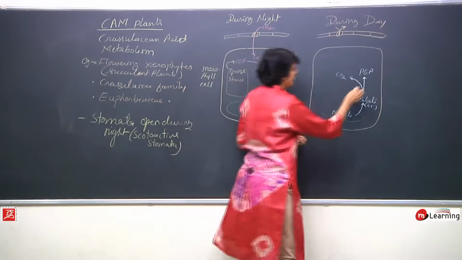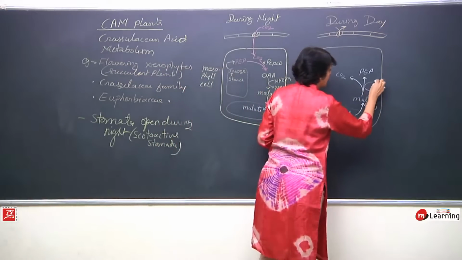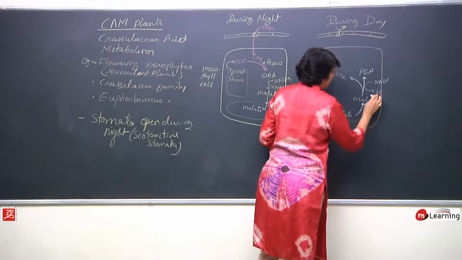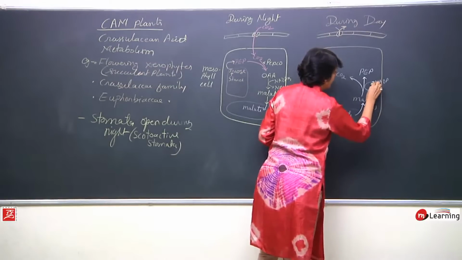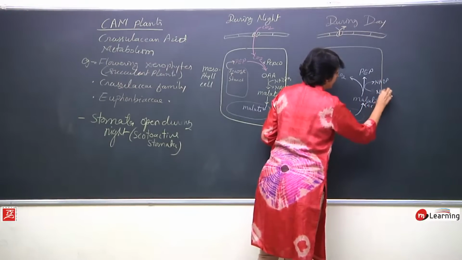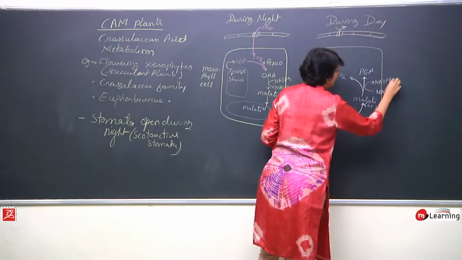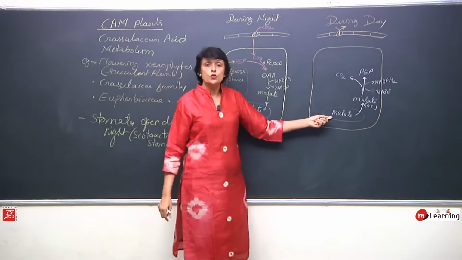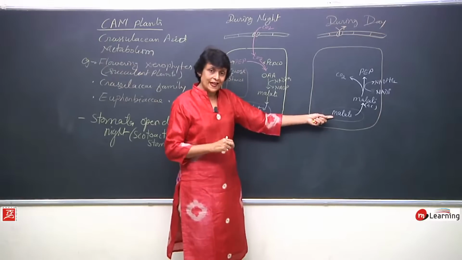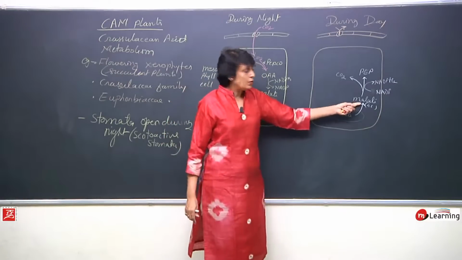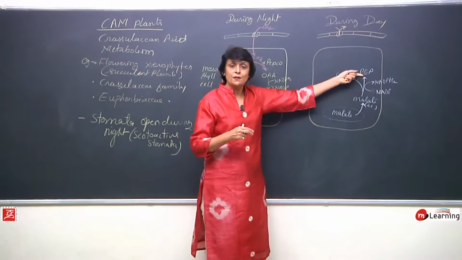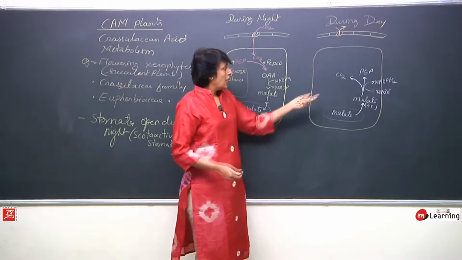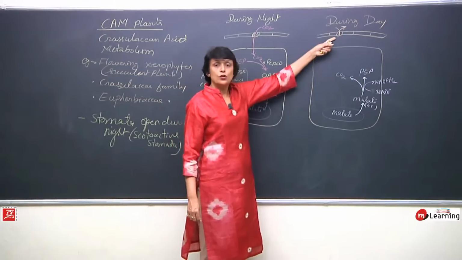Again for this oxidation reduction, NADP will get into NADPH2. So malate, which was stored in the vacuole throughout the night, diffusing out, changing into a 3 carbon compound, phosphoenol pyruvate, and carbon dioxide. At this time stomata are closed.